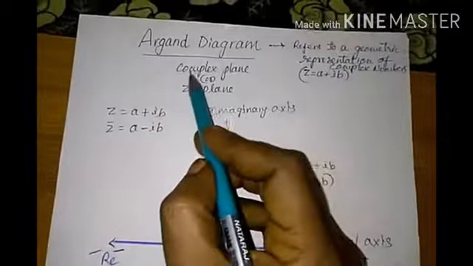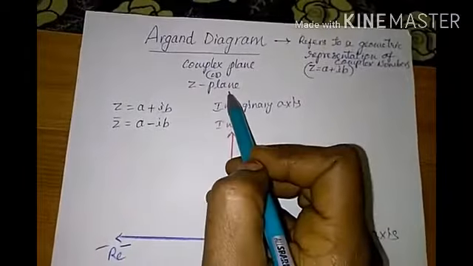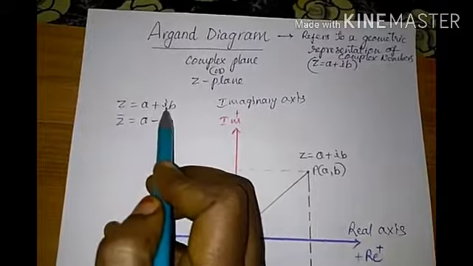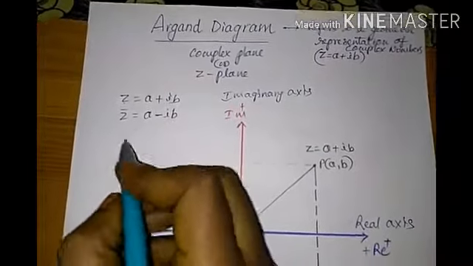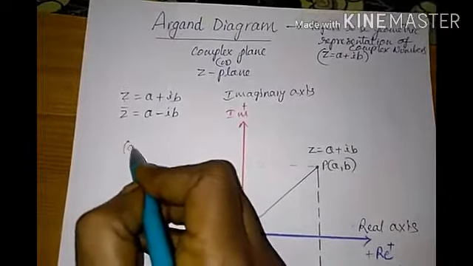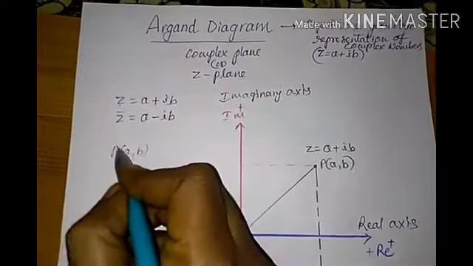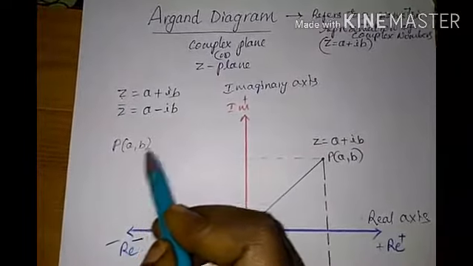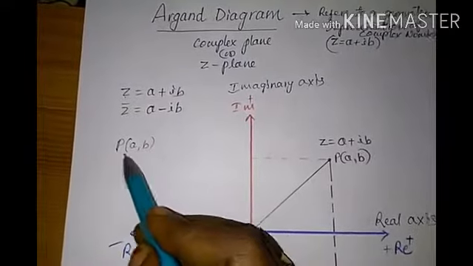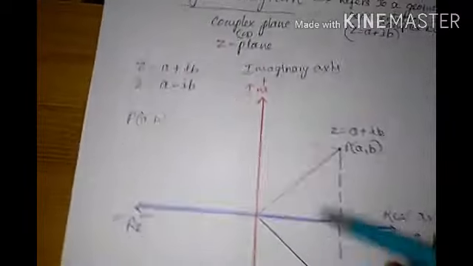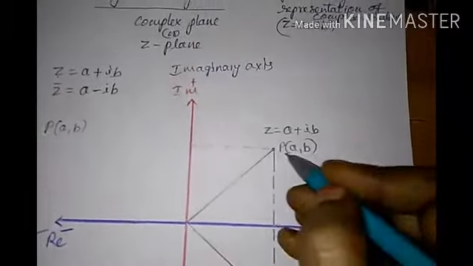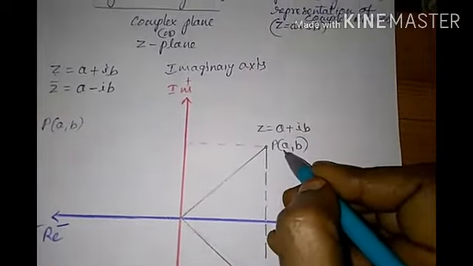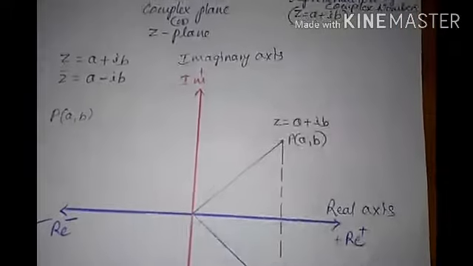It is also called the complex plane or Z plane. Let us take a complex number z equal to a plus ib. This can be represented in the form (a, b). By using coordinate geometry, we can represent the point (a, b) on the complex plane. Let us suppose the point P is somewhere on the complex plane.